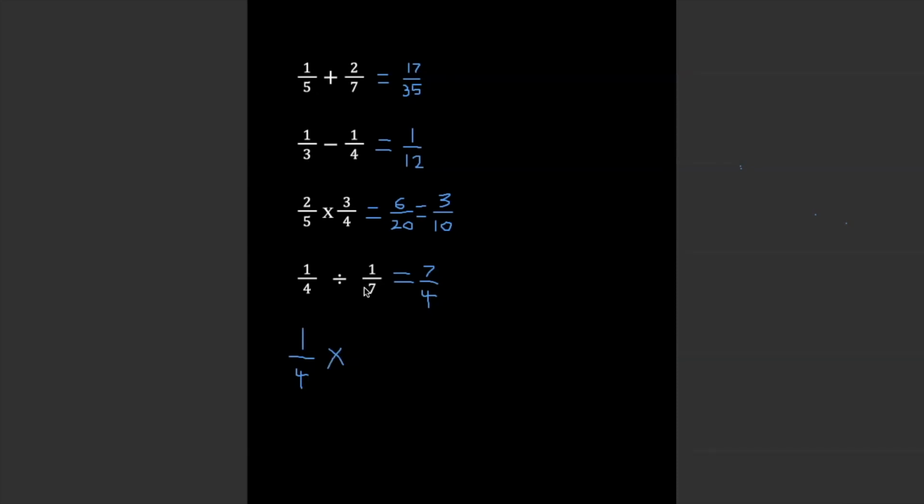We've only got this bit to flip. So we're going to take this 7 and it's going to become our new numerator. And this 1 will become the denominator. Same as the other question. And yes, the answer is just 7/4. It is exactly the same as before.